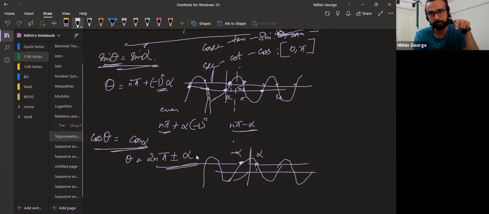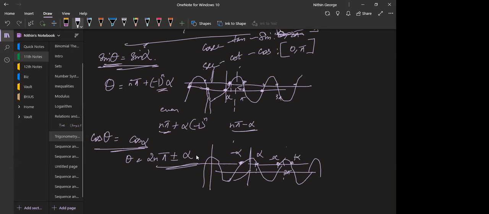Then next one will be where? So this becomes 2 pi. So 2 pi again, plus or minus alpha again. All right. 2 pi plus alpha, 2 pi minus alpha. Then 4 pi plus or minus alpha. Minus 2 pi plus or minus alpha. You should be able to see it through the figure. That's how I want you to think about all this. Are you getting this, guys?